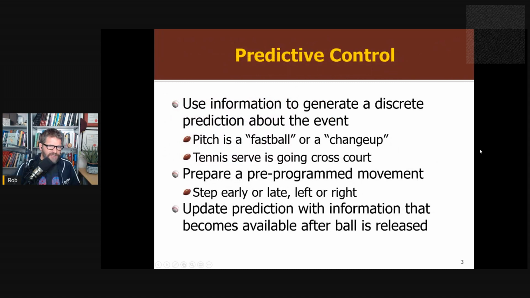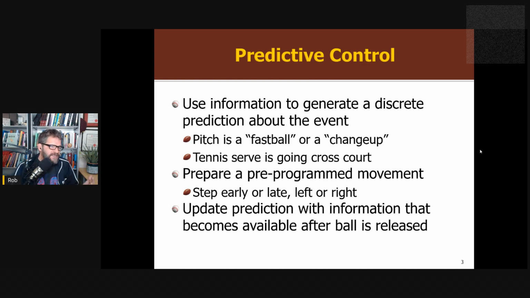The classic interpretation, right, is that we use advanced cues, this kinematic information from our opponent, to make a discrete prediction about the event that's coming up, right? In baseball, we predict if that's a fastball, that's a changeup, that's a curveball. In tennis, we say that serve is going cross court, that serve is going down the line. So we're making a prediction.